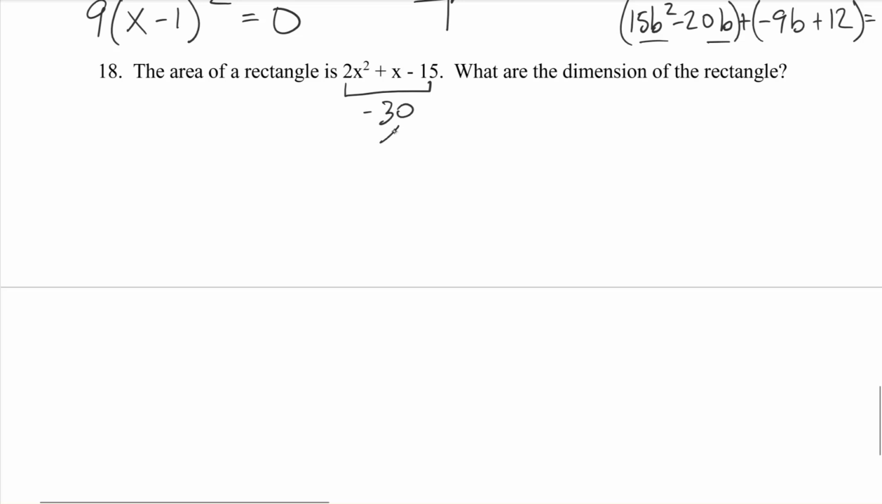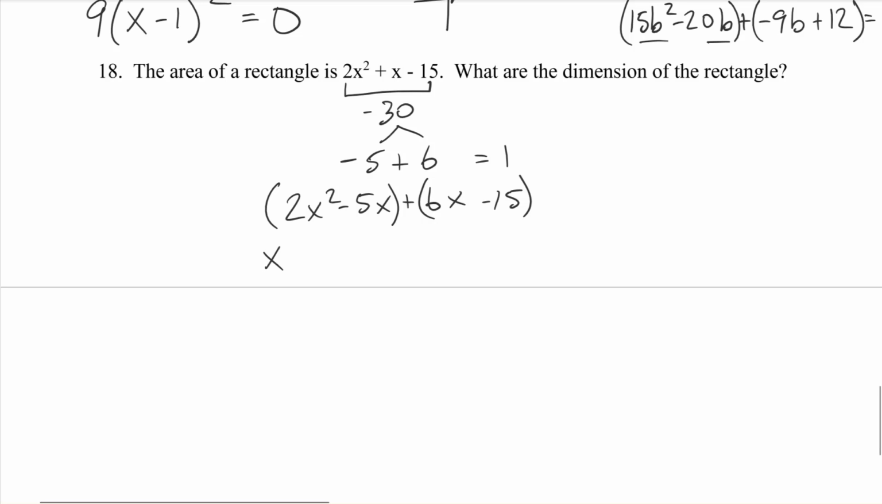So factors of negative 30 that add together to make 1. My positive number needs to be a little bit bigger than my negative number. So how about 5 and 6? So 2x squared minus 5x plus 6x minus 15. Group, factor out an x. 2x minus 5. Factors right in 2x minus 5. What am I going to factor out? A 3. So my factors are 2x minus 5 and x plus 3.